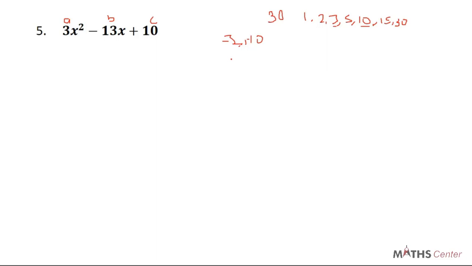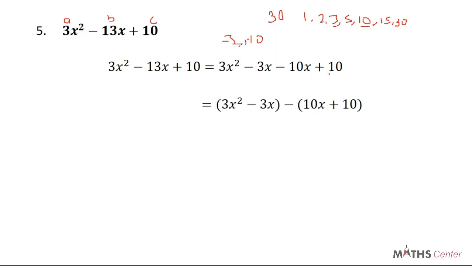Now, as soon as you find that, you are going to replace negative 13 here with negative 3 and negative 10. So you are going to have 3x squared minus 3x minus 10x plus 10. Then you continue with the factorization. So here we factorize 3x out. So you factorize 3x out, you have x minus 1 in the bracket. Then when you come here, you factorize 10 out.